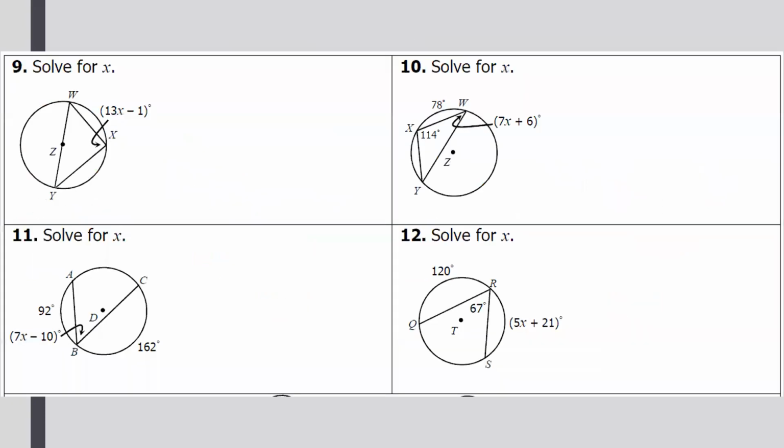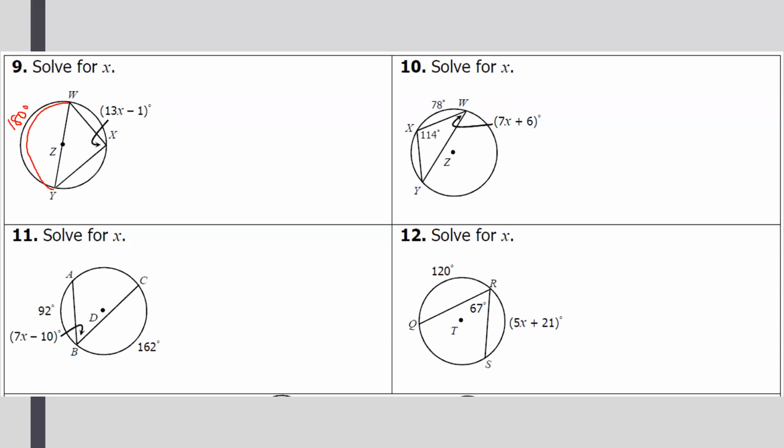Okay, let's look at the next examples. All right, number 9, they're trying to be tricky. But in number 9, I see a diameter, and I know a diameter cuts a circle in half. So that means that this arc right here has to be 180 degrees.